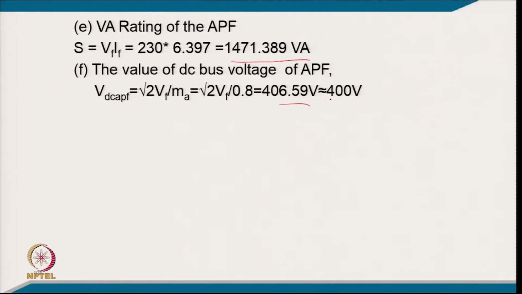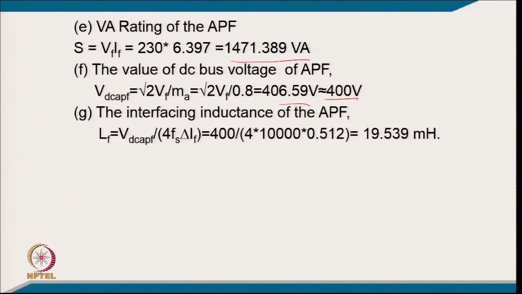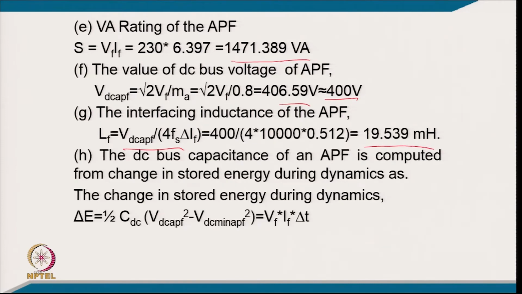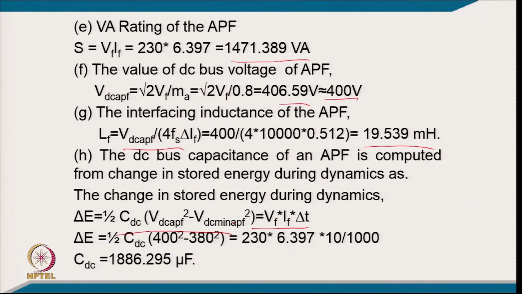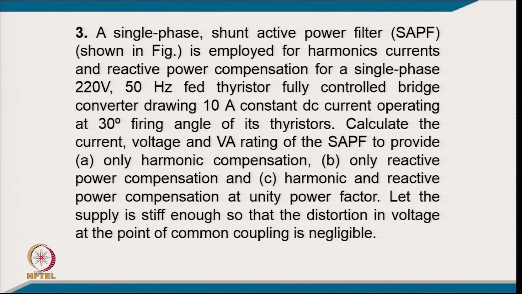like 406, so we can take 400 typically, considering the modulation index 0.8, and the interfacing inductance of the shunt active filter from this relation corresponding to ripple current, we can find this comes to 19.539, and the DC bus capacitance for the active power filter is computed from the change in stored energy during dynamics, and that stored energy for typically a single phase is VFI delta T. With this, and taking the minimum voltage of 380, nominal voltage 400, and that is from the filter side, it comes to 1886.295 microfarad.